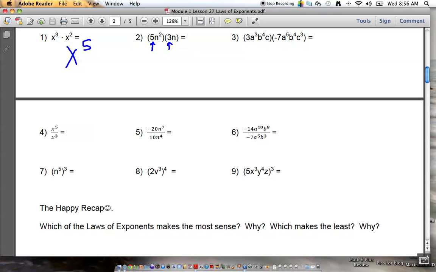Very good. Okay. So, we're going to multiply coefficients. Say that, multiply coefficients. Add exponents. So, 5 times 3 is 15, and there's really a little 1 here, into the third. Okay?